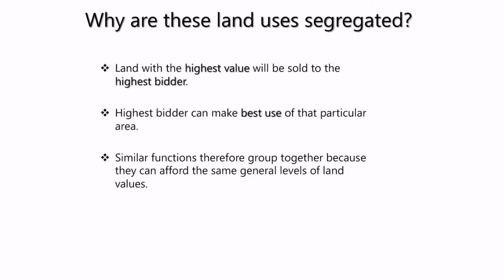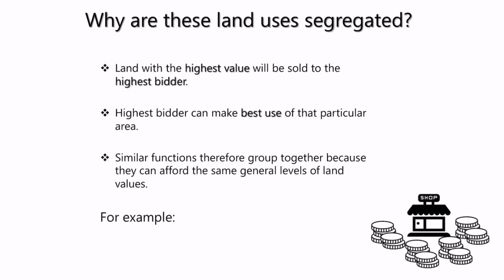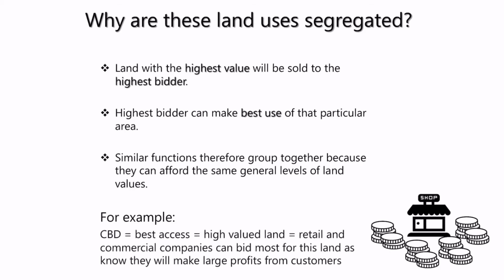What I mean by use it in the best way, I'm going to give an example to show you. We remember that the CBD is an area that has the greatest access in the city. Because it has the greatest access, you can get lots of people in there, and if you can get lots of people, then there are opportunities for economic activity.